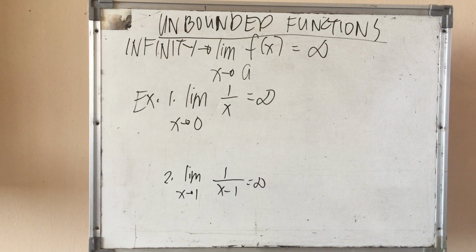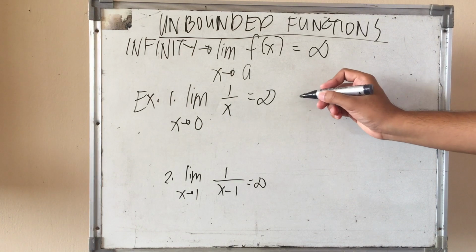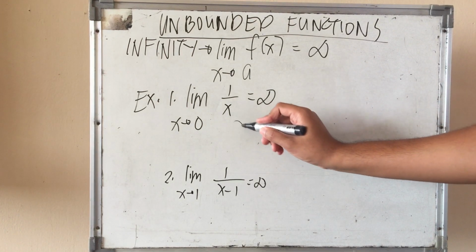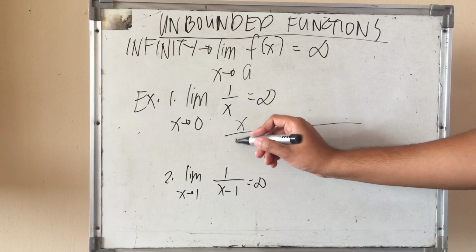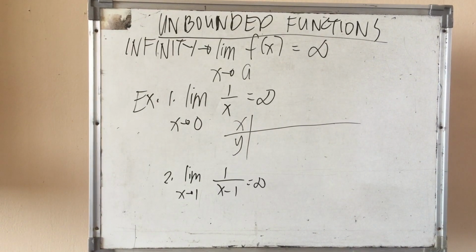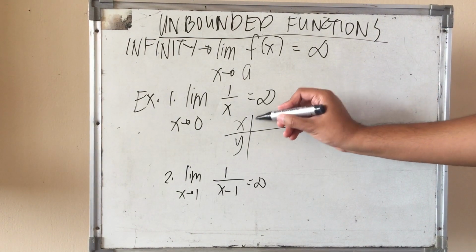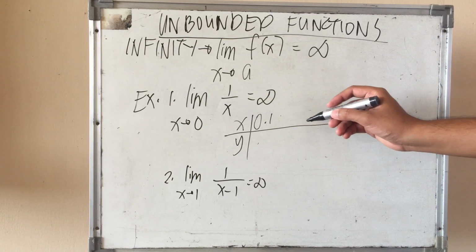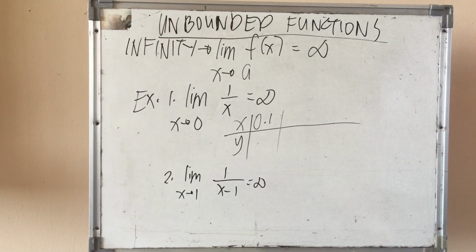So we have two examples. First, find the limit of 1 over x as x approaches 0. Using tabular form, we can solve the limit of 1 over x. Let's say x and y. We set values for x and compute for the values of y. Let's say our x is 0.1. If we set x as 0.1, our y will be 10.